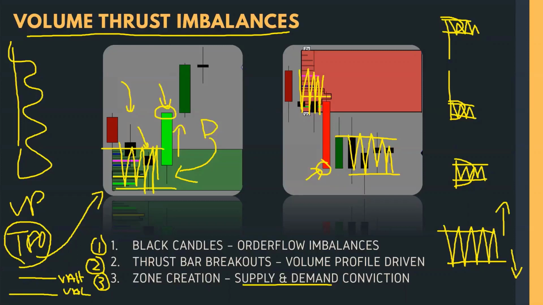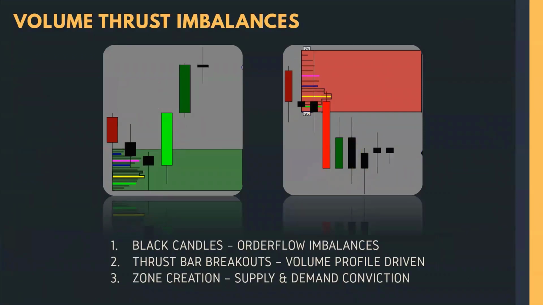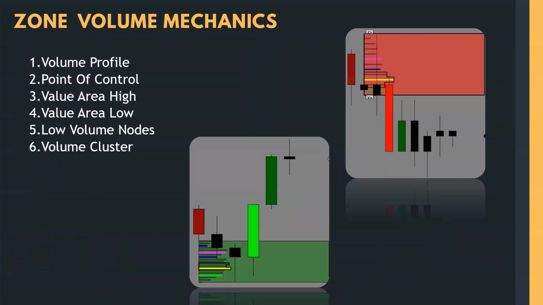Okay. Now what I want to do is talk about why this is important, because this is going to tell us where supply and demand truly is in the market. And then we're going to take it one step further. We're going to go in and use the profile inside of those imbalances. Now, every zone has a profile, a volume profile, a point of control, a value area high and low, volume nodes, high volume nodes, and volume clusters. My job is to help you find the levels, okay? Find the levels.